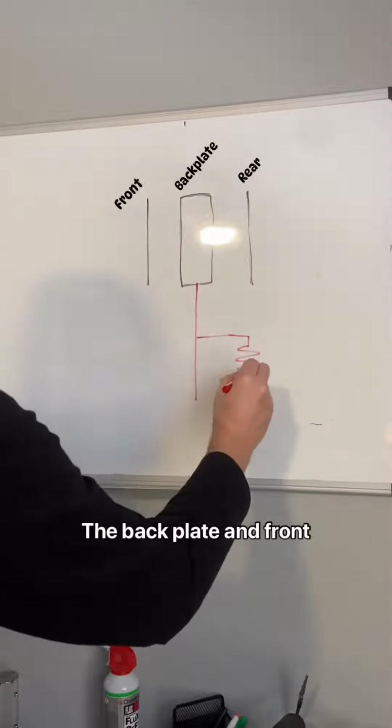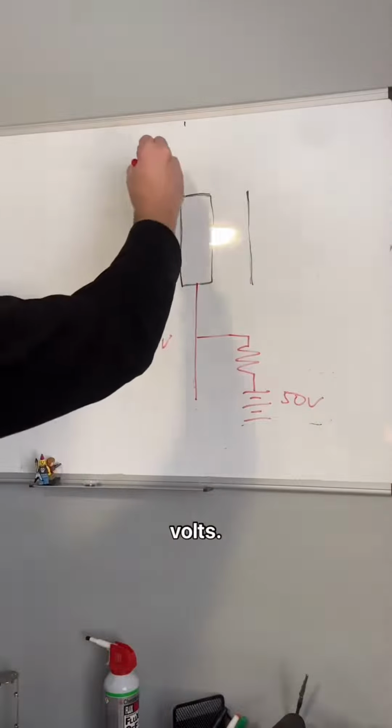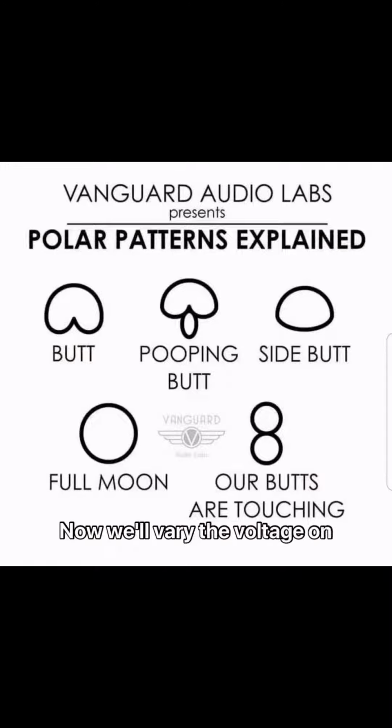The backplate and front diaphragm are set at fixed bias points, let's say 50 volts and 0 volts. This makes a 50 volt potential between them. Now we'll vary the voltage on the rear diaphragm.